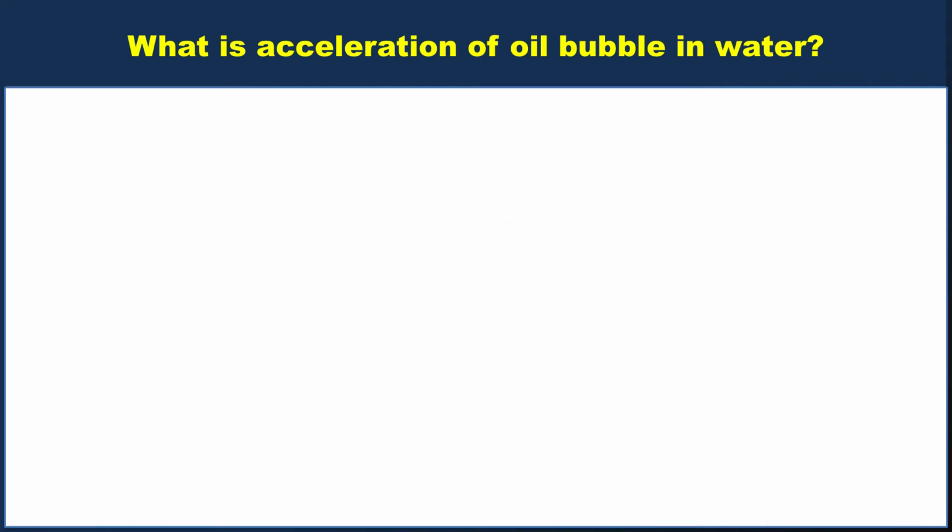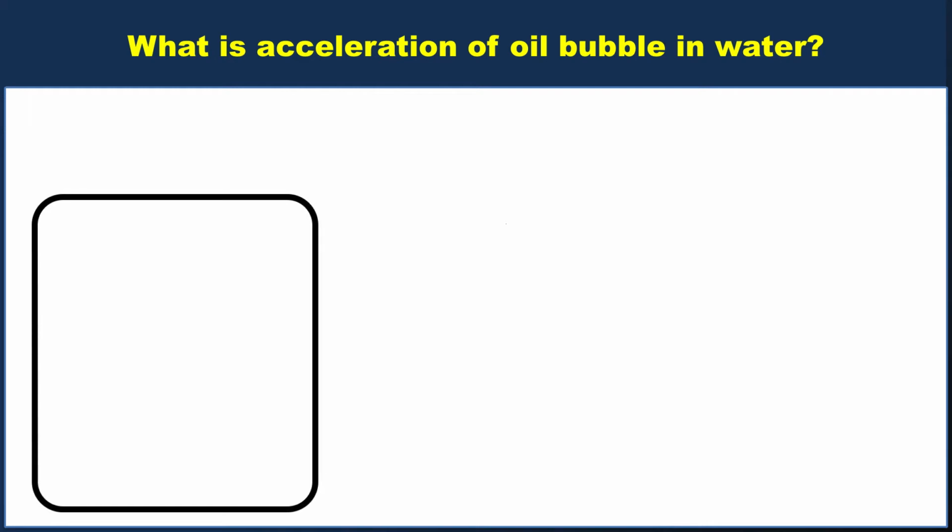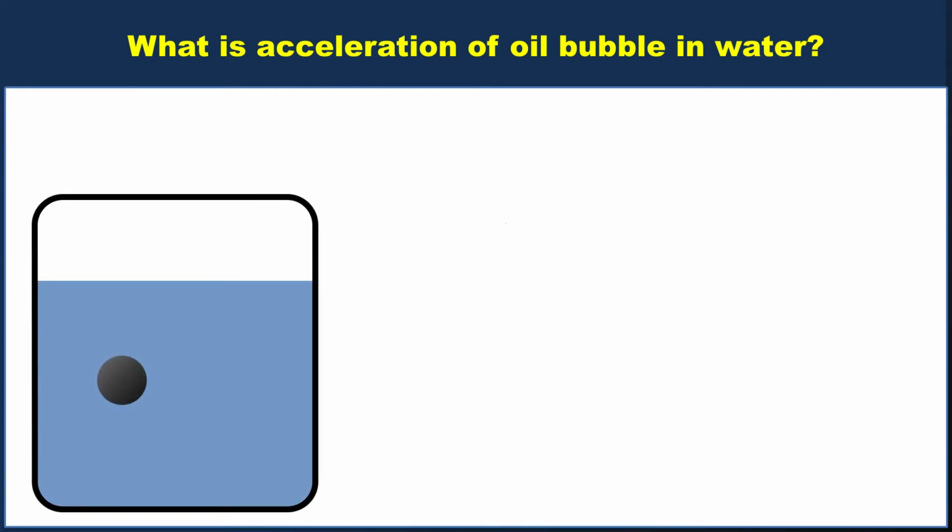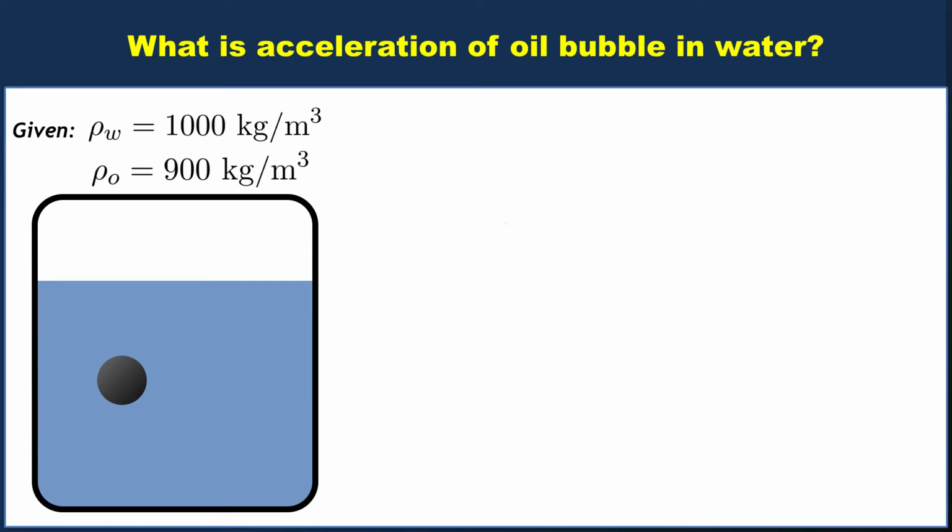Let's calculate the acceleration of an oil bubble in water. Get a container, fill it with water, put in our oil bubble, and let's list the densities of these two substances. Density of liquid water is always approximately 1,000 kilograms per cubic meter. Density of oil varies quite a bit, but 900 kilograms per cubic meter is not a bad value.